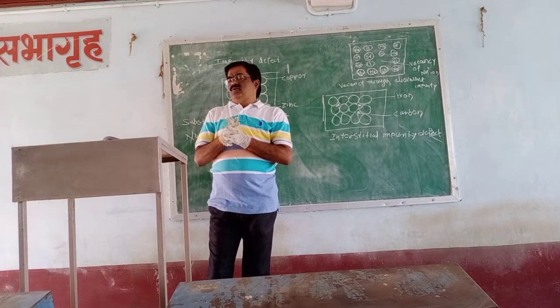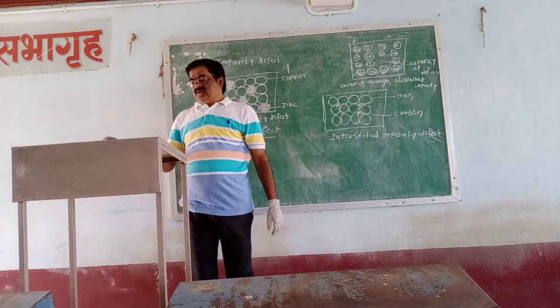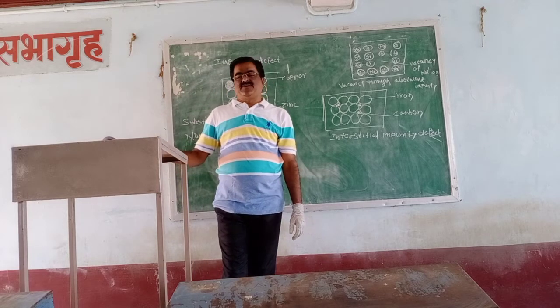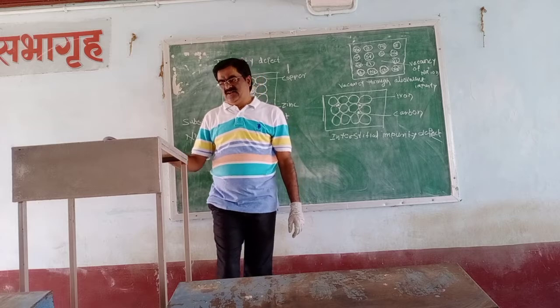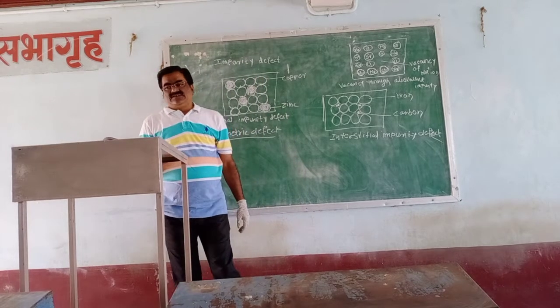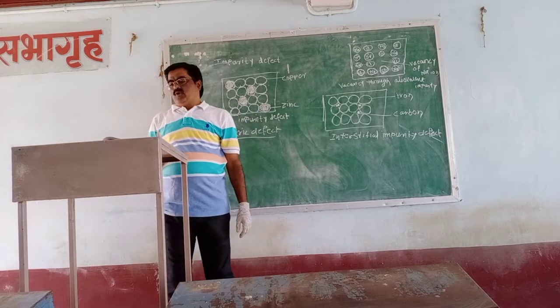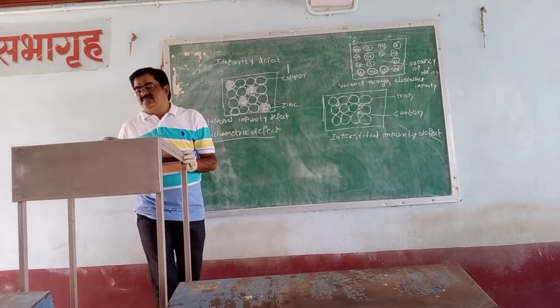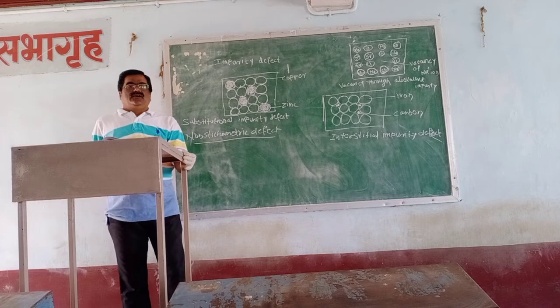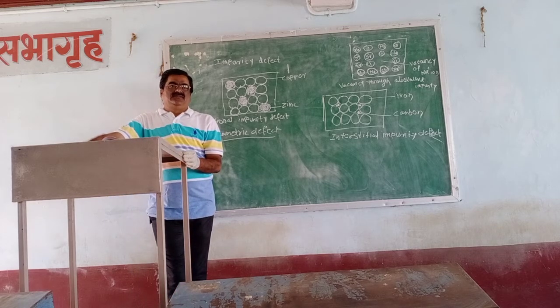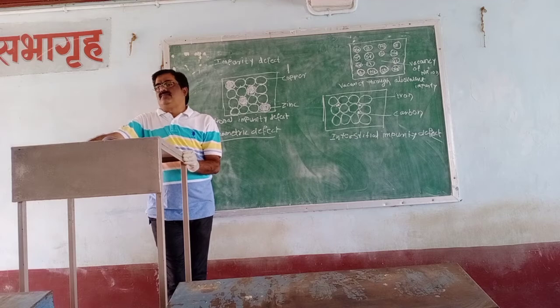In the last period, we were talking about crystal defects or imperfections. In that, there are three types of defects: the point defect, line defect, and the plane defect. But in this year, we have to see only the point defects.